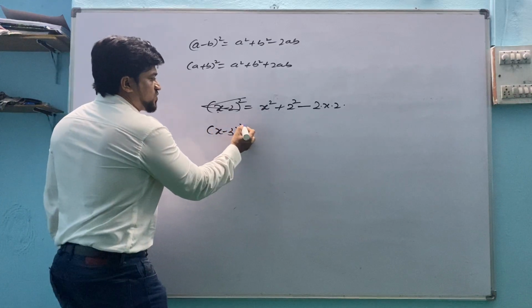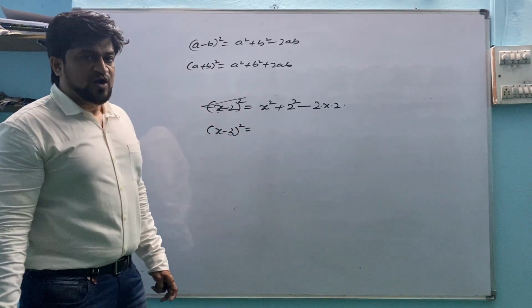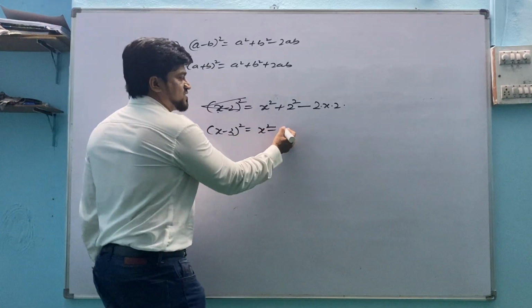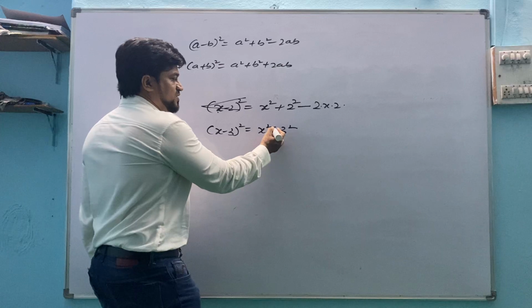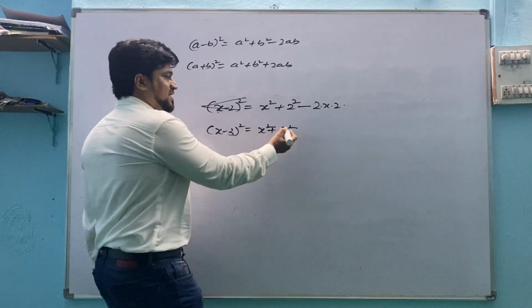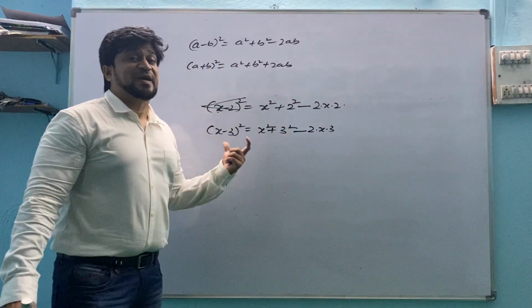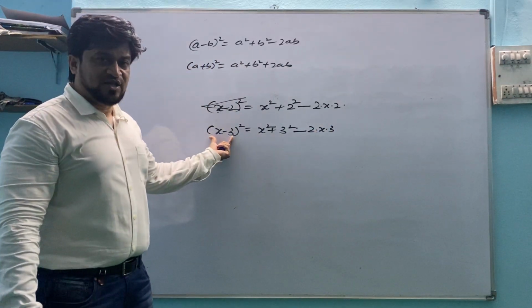Next, (x minus 3) whole square. How do we expand this one? Again the same thing: x square. Don't take minus 3 square. Even if minus is there, it is a square plus b square. Then the minus sign comes here with 2ab. This is the expansion.